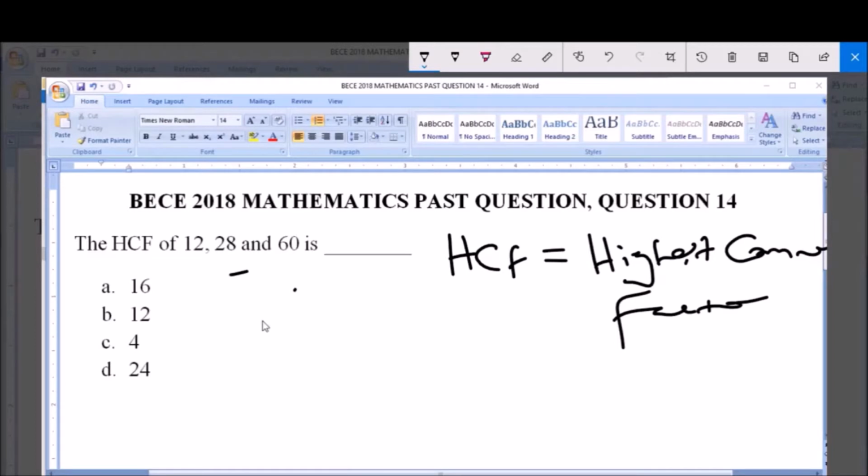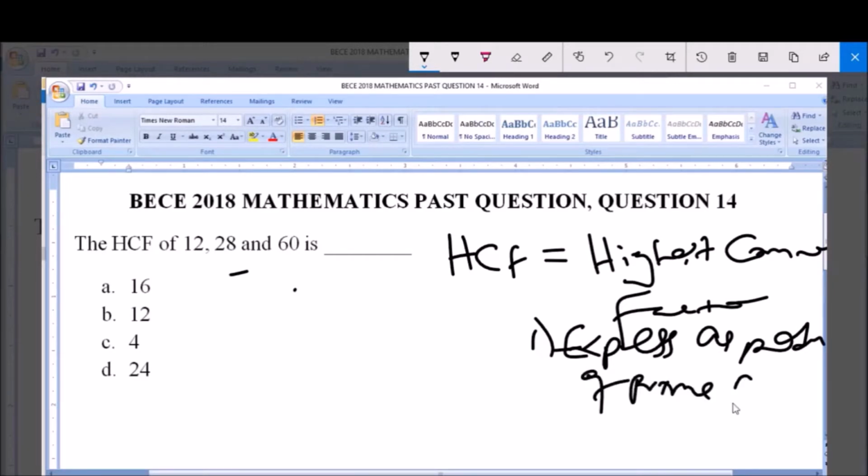Now, for us to find the HCF of the following set of numbers, there are things we need to consider. Number one thing we need to consider is that we have to express these numbers as products of their prime factors. And like we know, prime factors are simply the factors of these numbers which are prime numbers. And prime numbers are numbers that just have 2 factors, that is 1 and themselves. Examples are 2, 3, 5.